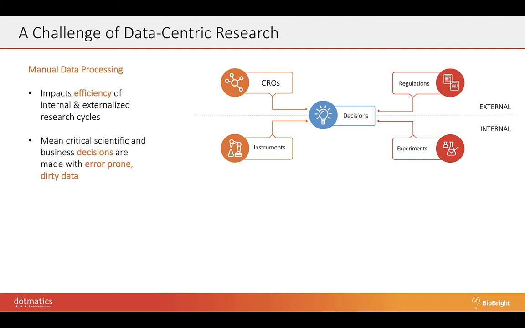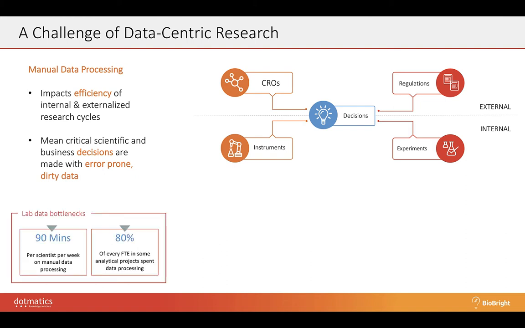in recent years from being very process-driven to being much more data-driven. So we have a variety of decisions being made on ever-increasing volumes of data available from a wide variety of sources. But one of the biggest challenges with data-centric research is that there's still a lot of manual data processing taking place, and that generally is not a good thing. It's slow, so it impacts the efficiency of research, whether that's internal or with partners, and at the same time, it impacts the quality, meaning that critical scientific decisions might well be being made on error-prone or dirty data.